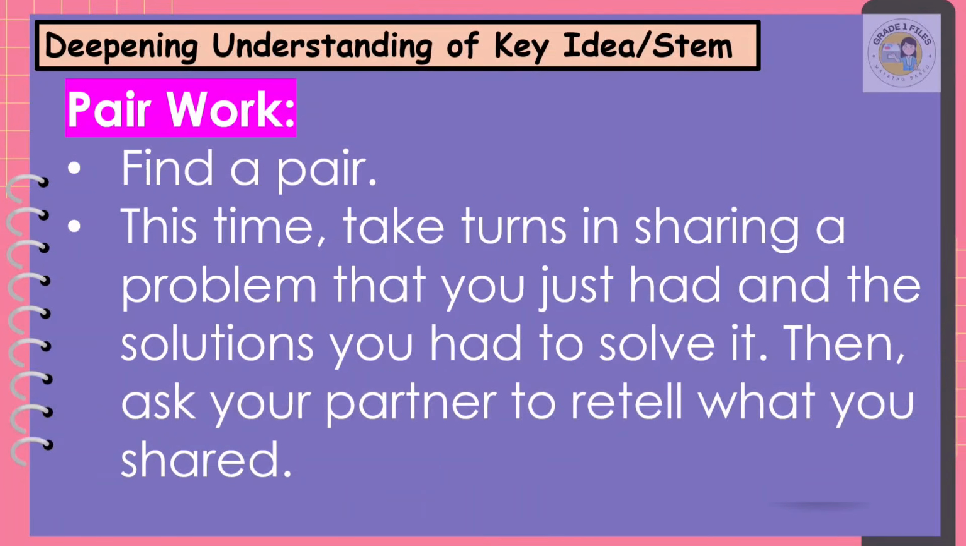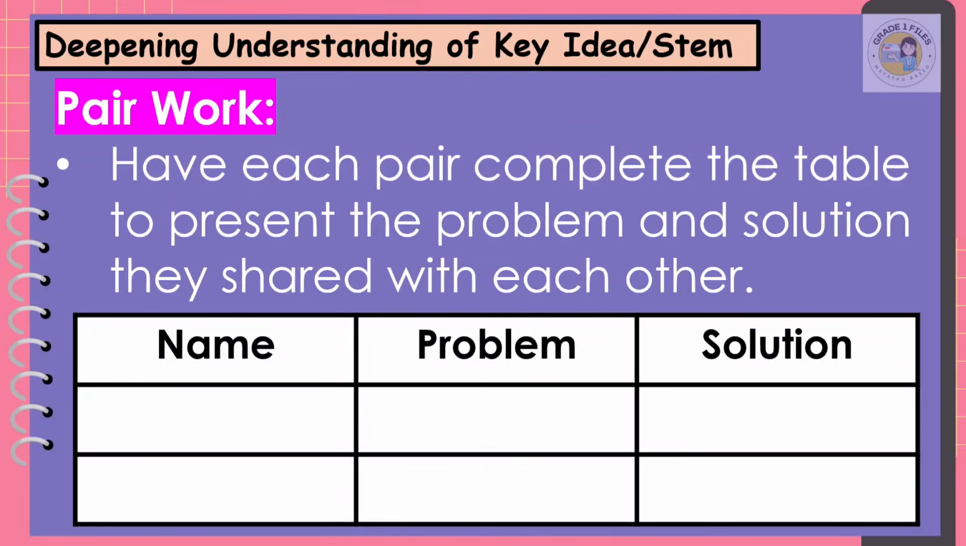Now let's have a pair work. Find a pair. This time, take turns in sharing a problem that you just had and the solutions you had to solve it. Then ask your partner to retell what you shared. Have each pair complete the table to present the problem and solution they shared with each other.